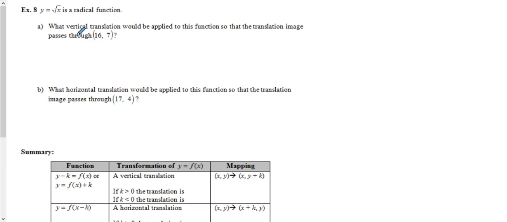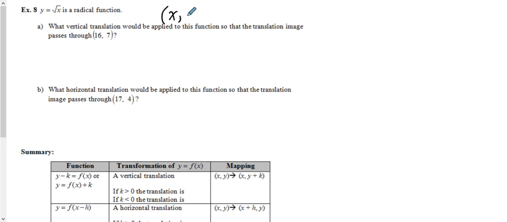The last example for today here, we have a radical symbol. What vertical translation would be applied to this function so that the translation image passes through 16, 7? So basically, what are we doing here? We're giving you the answer. That's what image is, we gave you the answer. So we got to go through a few different steps. So basically, we're doing the following.